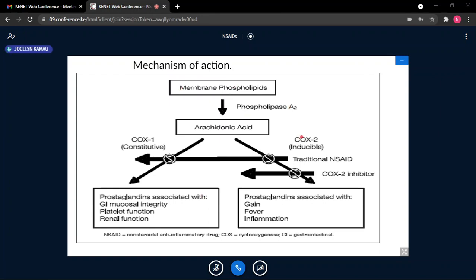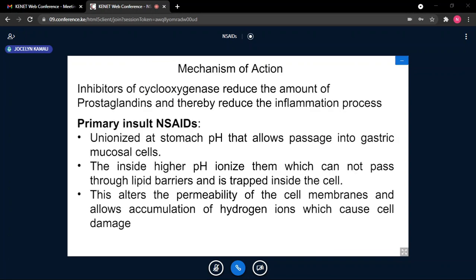Okay, so yeah, I believe we have understood the whole of this. That is the mechanism of action for the non-steroidal anti-inflammatories.